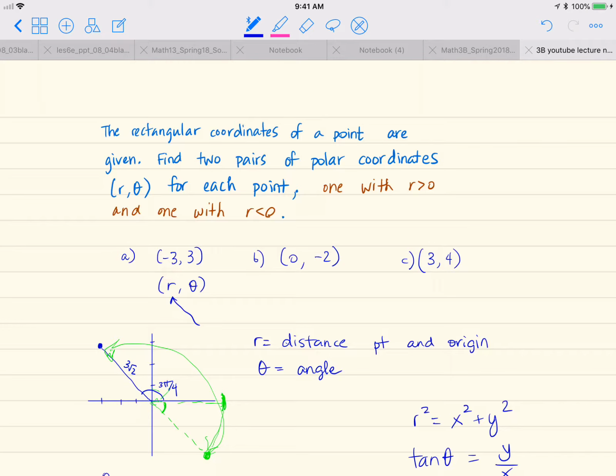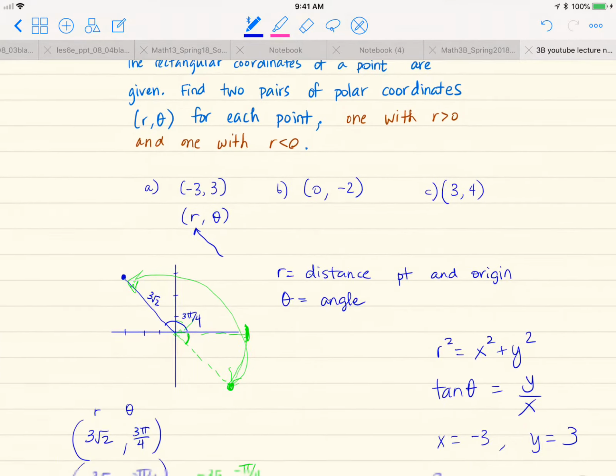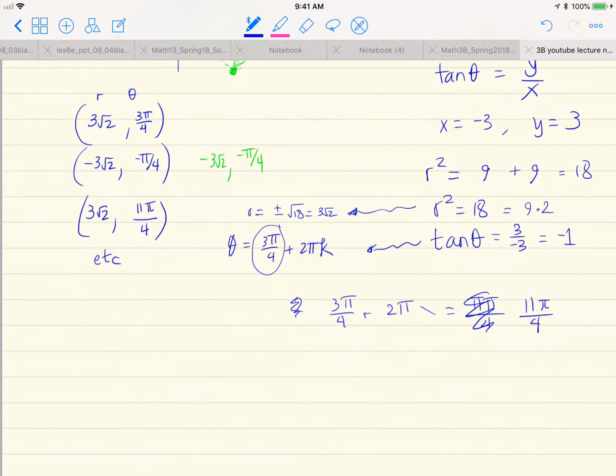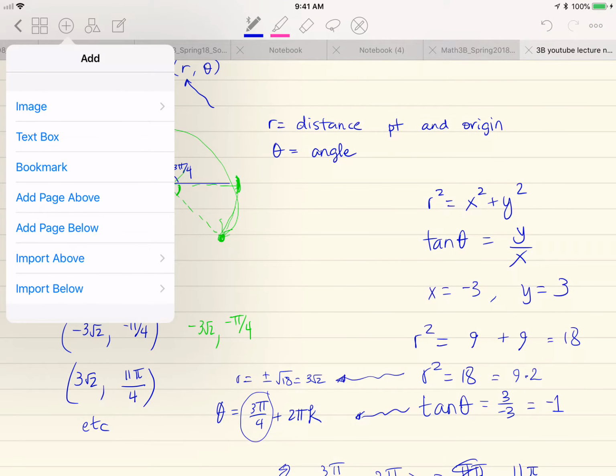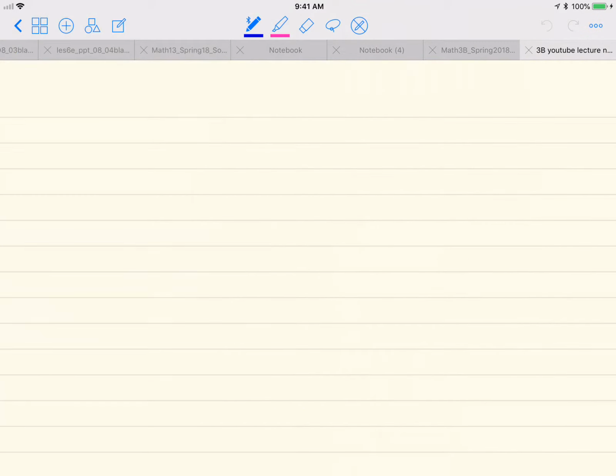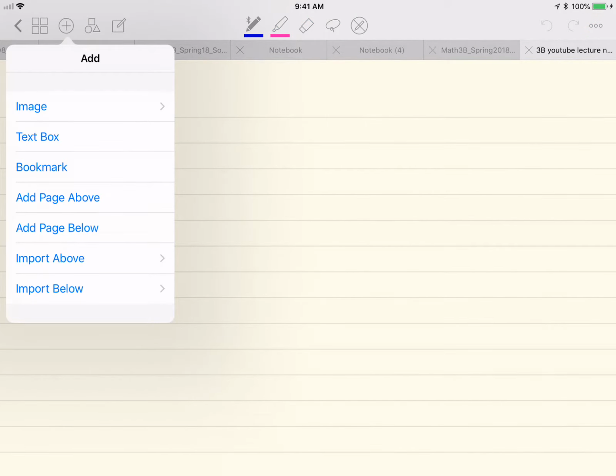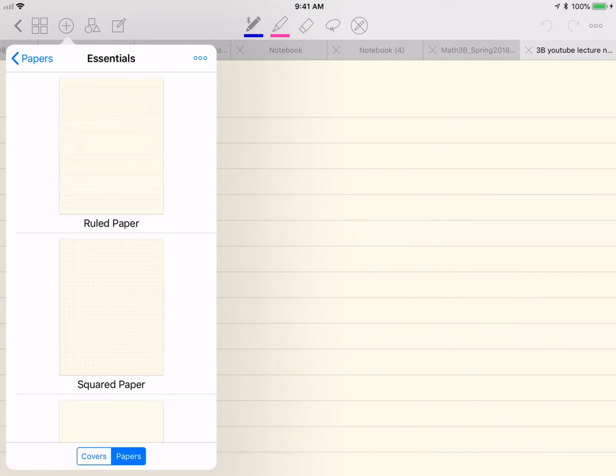Okay, now what about 0, comma, negative 2? Let me just add a new page below. So 0, comma, negative 2. Oh, I very rarely get to use my squared paper, so let's go ahead and use it. I've got 0, comma, negative 2. I'm already messing up even though I've been given some structure to follow. So this is 0, comma, negative 2 in rectangular coordinates.